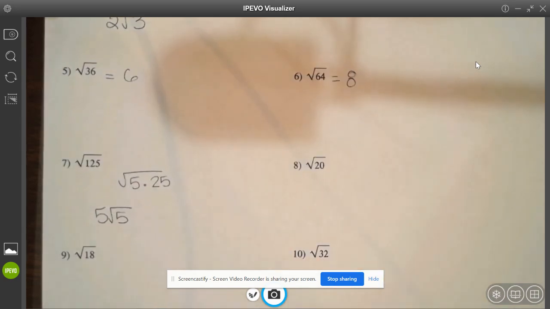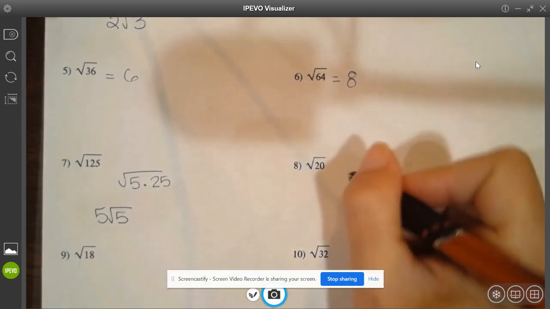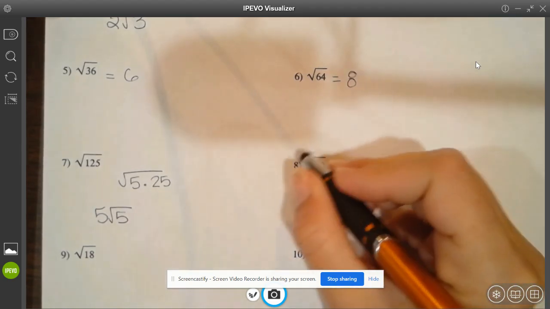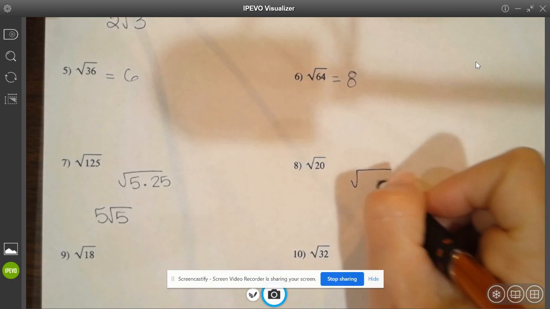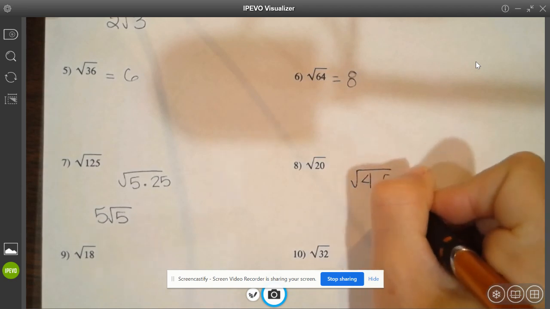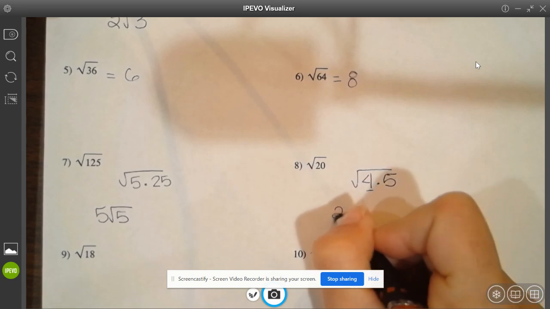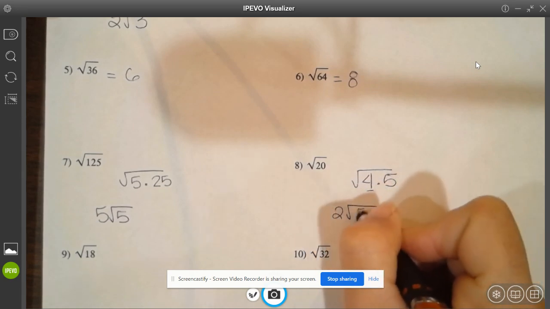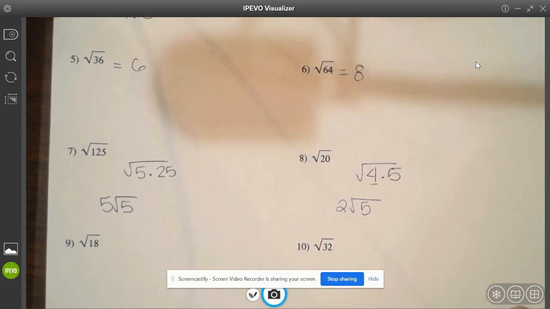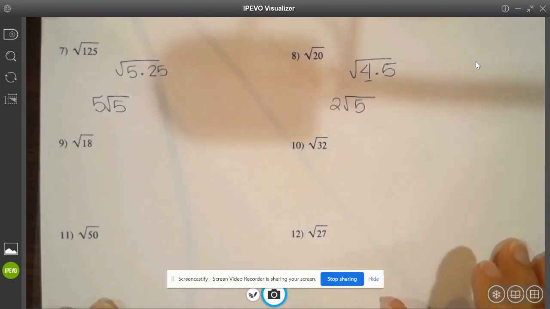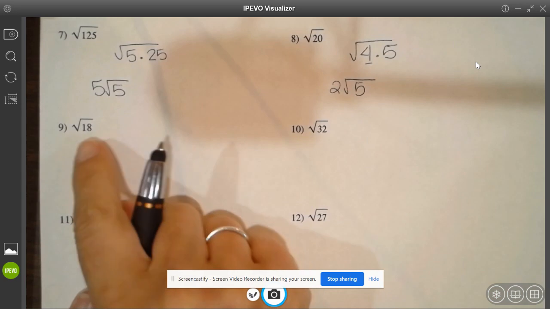Well, we know that we can't take the square root of 20 directly, but we know that two numbers multiply to 20 where one of them is a perfect square. It's 4 times 5. Take out a 2, 2 times 2, right? And then you leave the 5 inside, because you can't take the square root of that. Okay? All right, let's keep going with this.